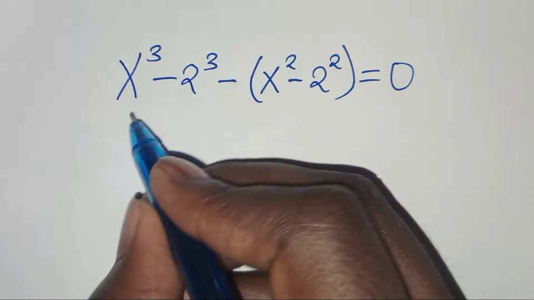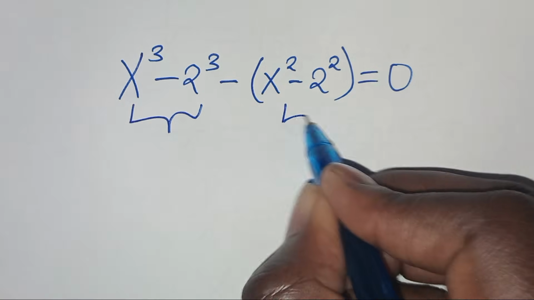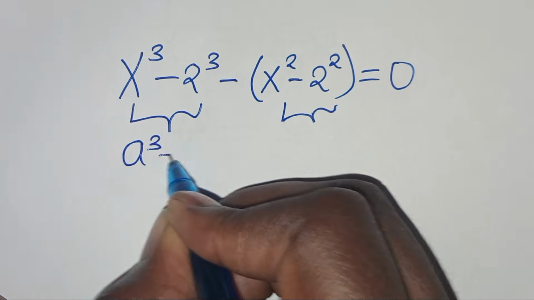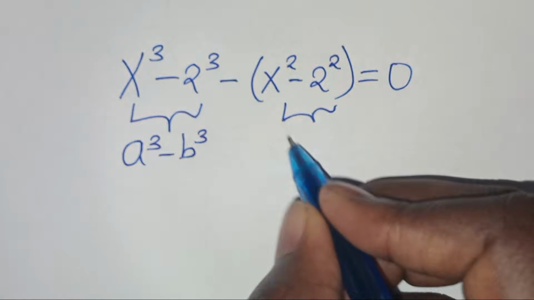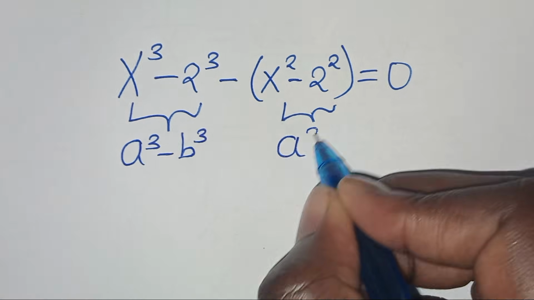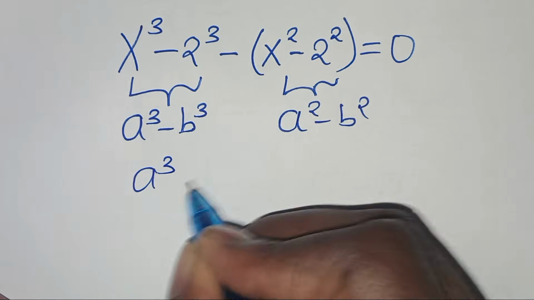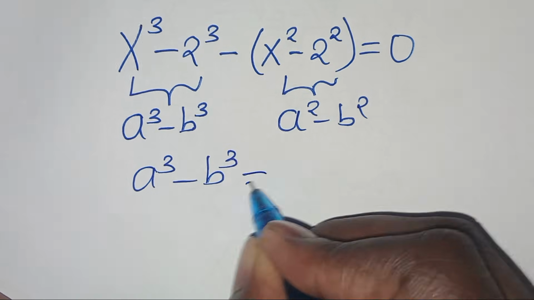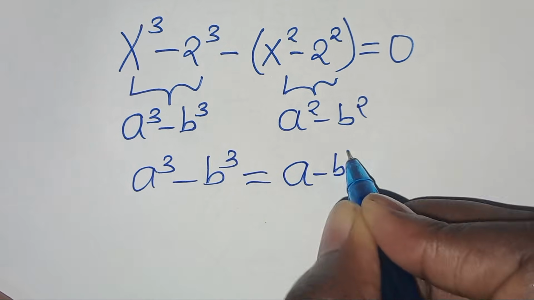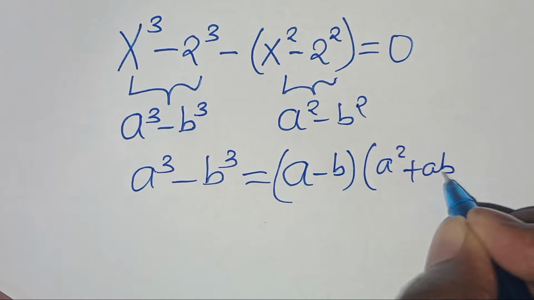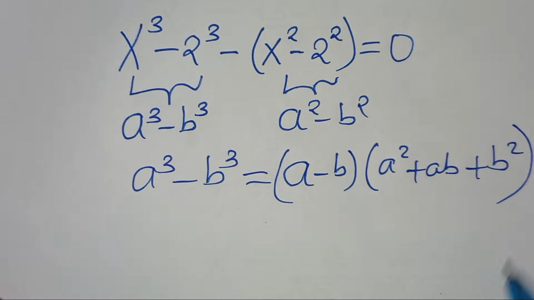So this means that we have got two parts here. The first part is the difference of two cubes expressed as a to the power of 3 minus b to the power of 3. The second part is the difference of two perfect squares. So a to the power of 3 minus b to the power of 3 is the same thing as a subtract b, times a to the power of 2 plus ab plus b to the power of 2.